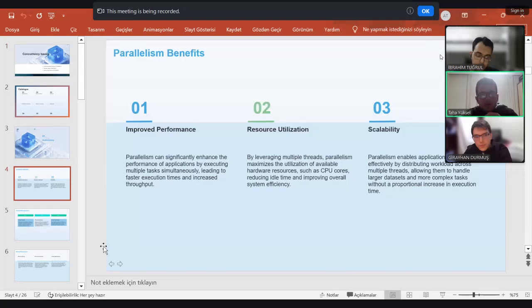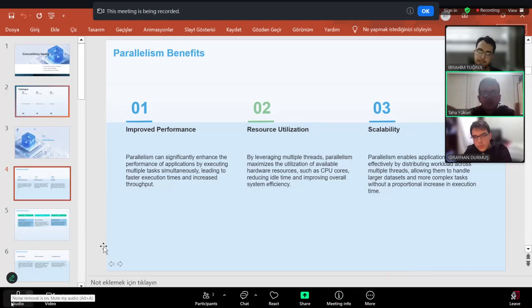Multithreading has parallelism. And now we will look at the parallelism benefits. The first one is improved performance. Parallelism can significantly enhance the performance of applications by executing multiple tasks simultaneously, leading to faster execution times and increased throughput.